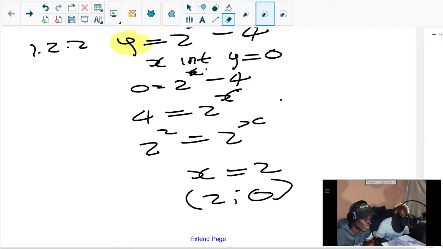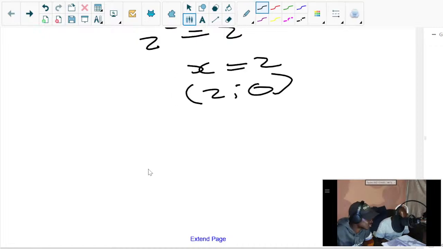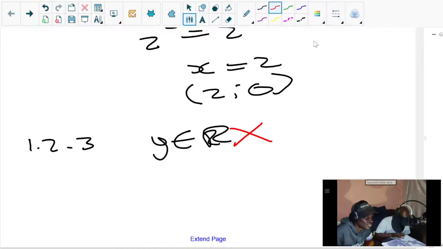Domain, range. 1.2.3 says write down the range of G. I said, if they don't know what to write, if they're panicking, they can say Y is an element of all real numbers. With exponents, it doesn't work. It works with all the other functions except this one. On this one, you need to go and check the function.